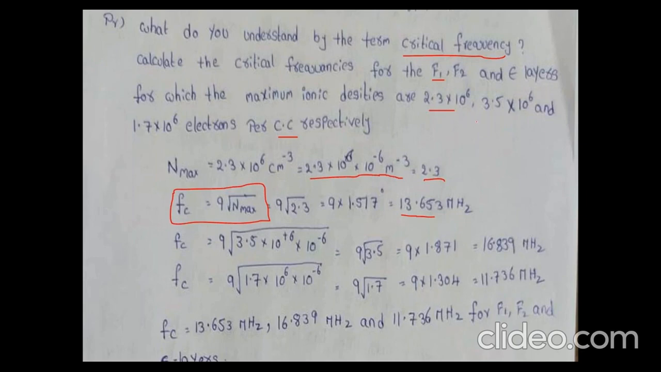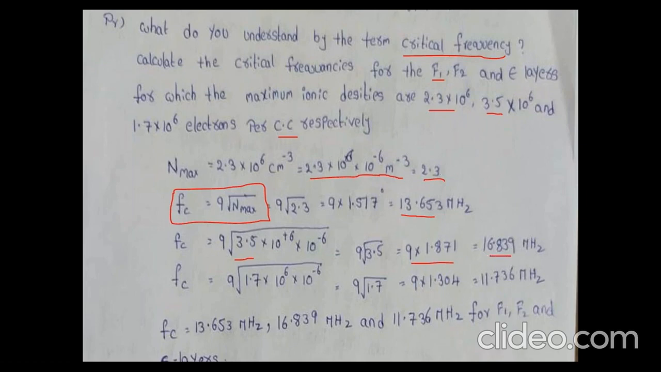If it is the F2 layer, we go with 3.5 into 10 power 6 per centimeter cube. After converting into per meter cube, it becomes 3.5. After substituting this 3.5, it becomes 9 root 3.5, and 9 into 1.871, which is 16.839 megahertz.